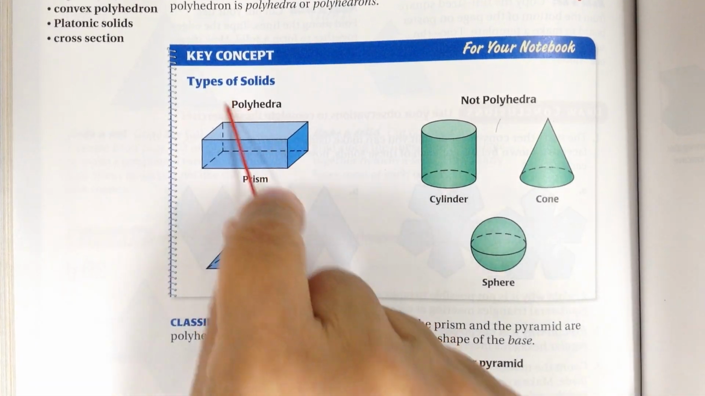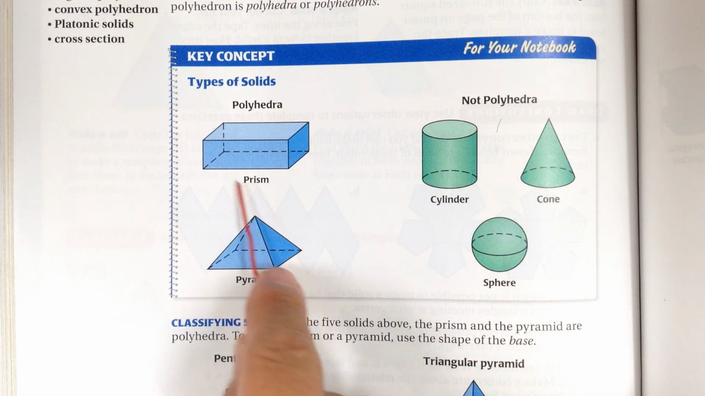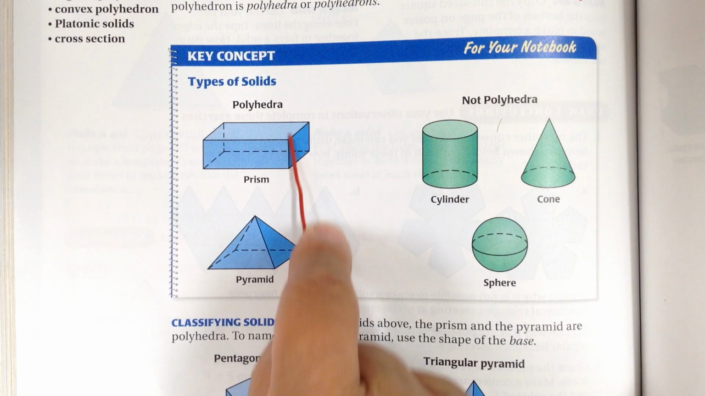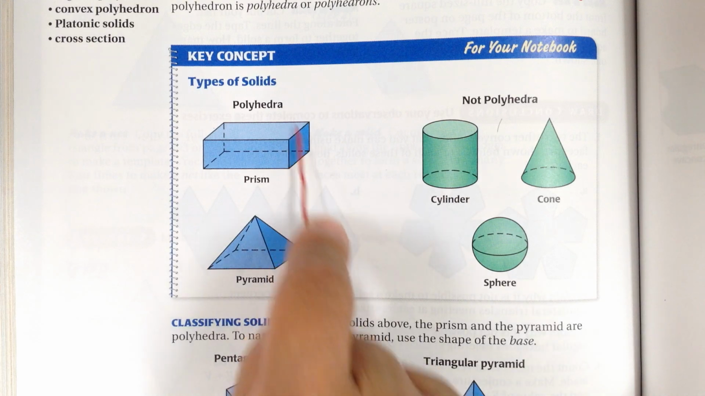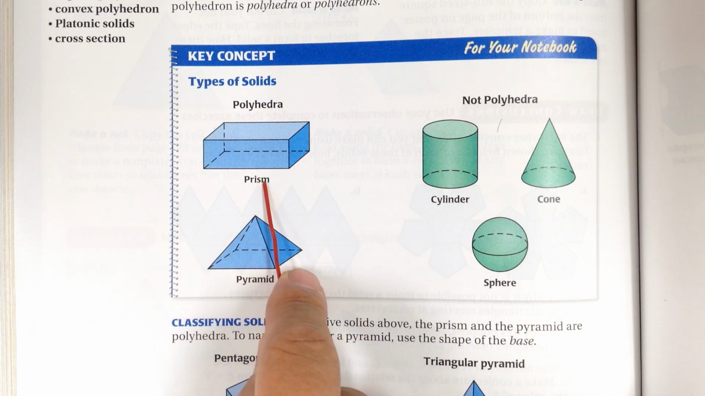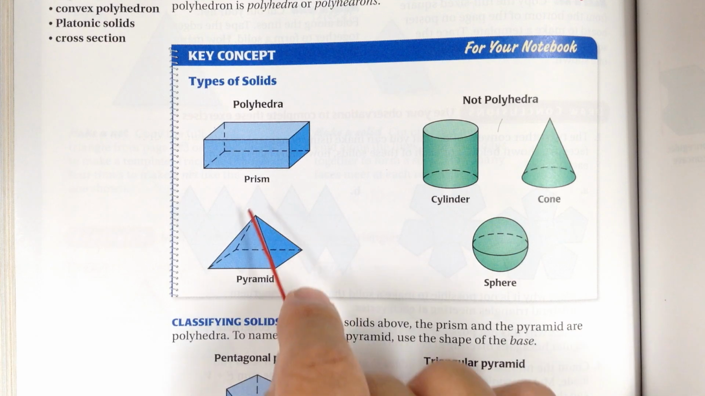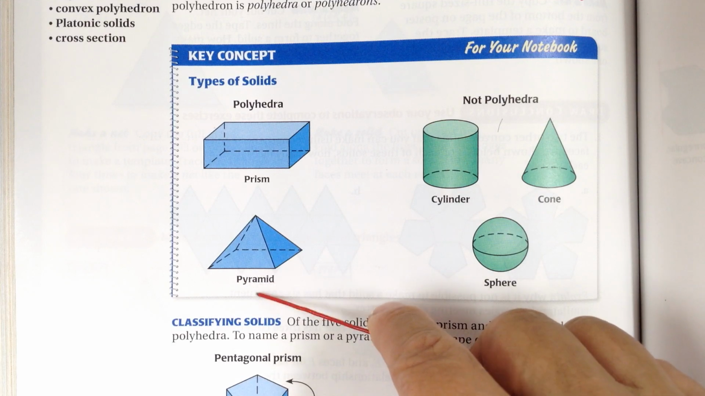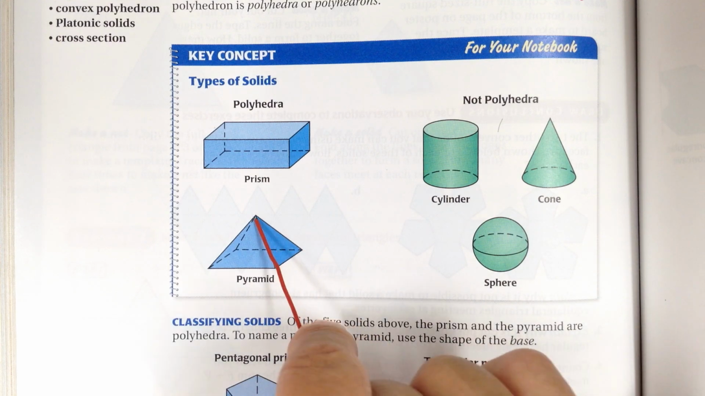Okay, so here's a key concept. Types of solids. Okay, so polyhedra. So this is a prism. The base is like a rectangle, and all the faces are parallel. So when you have the base and everything just goes straight up, it's a prism. A pyramid is when you have a polygon as a base, and all the faces converge and connect at one point. Okay, so that's the difference between the prism and a pyramid. In a prism, everything goes straight up, and in a pyramid, the edges go to meet at one point, so you have a pointy top.